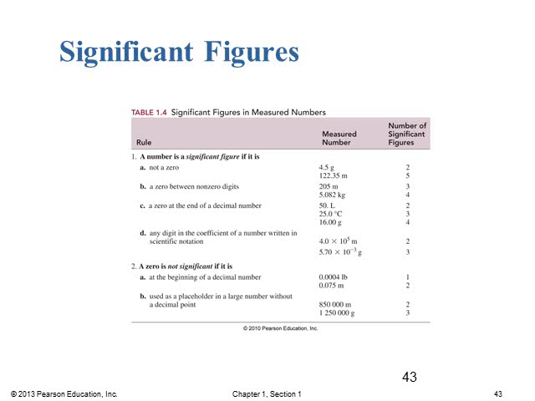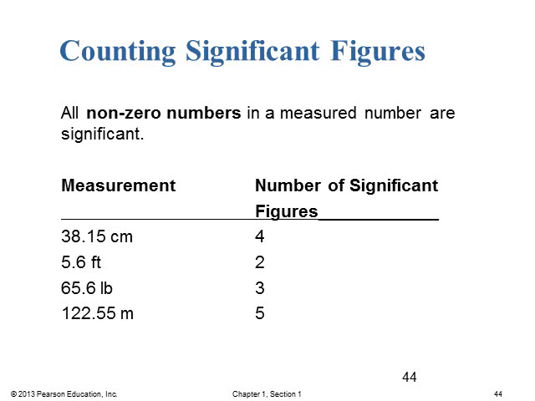Here is a table of the determination of how many significant figures are in different values. We're going to go through each of these rules in detail in the following slides, but this is just a quick reference table that you can use and refer back to as a quick summary.